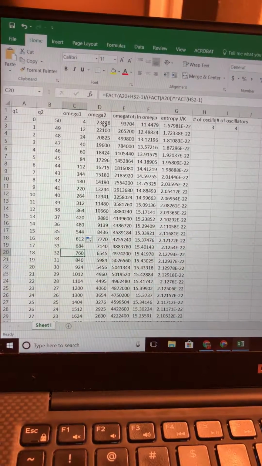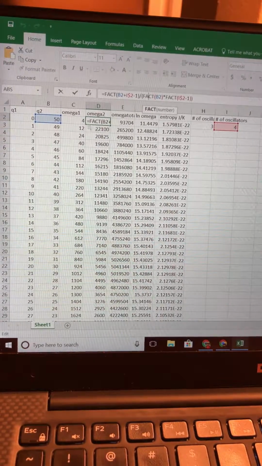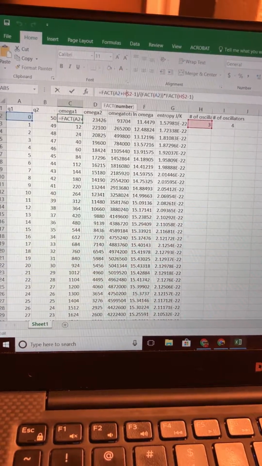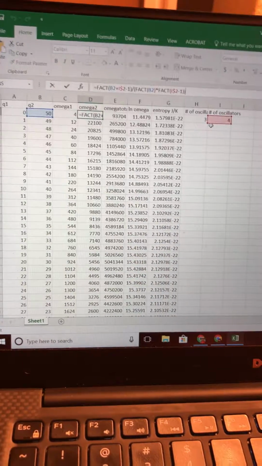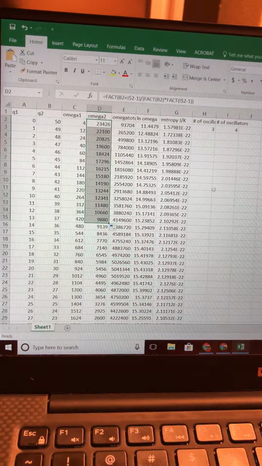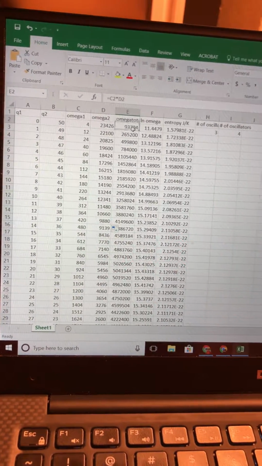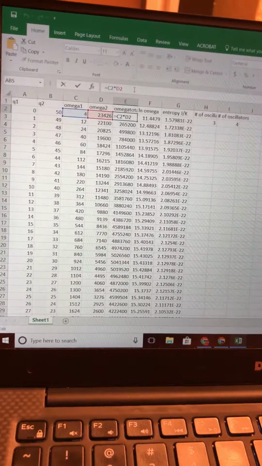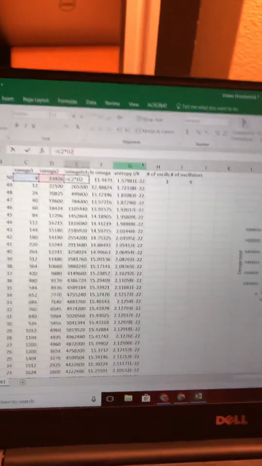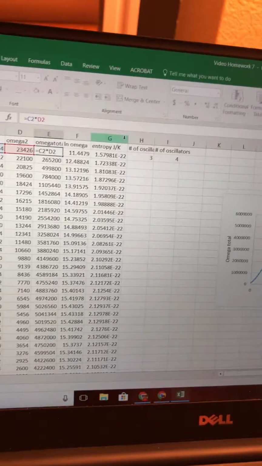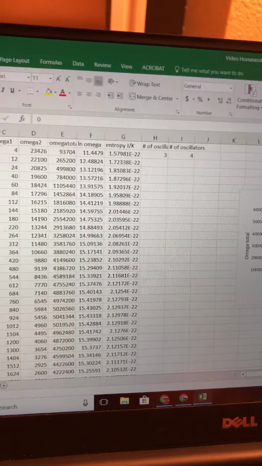And then you do the same thing for omega 2. And here's my equation. See how it highlights 4, and then you go over here, and now it highlights 3. So I use 3 for this one and 4 for this one, an unequal number of oscillators in each box, and you just drag this down. After you have omega 1 and omega 2, you can calculate omega tot. Omega tot is just omega 1 times omega 2, and that's the total number of microstates for this particular system, having 0 quanta of energy in one box and 50 in another.